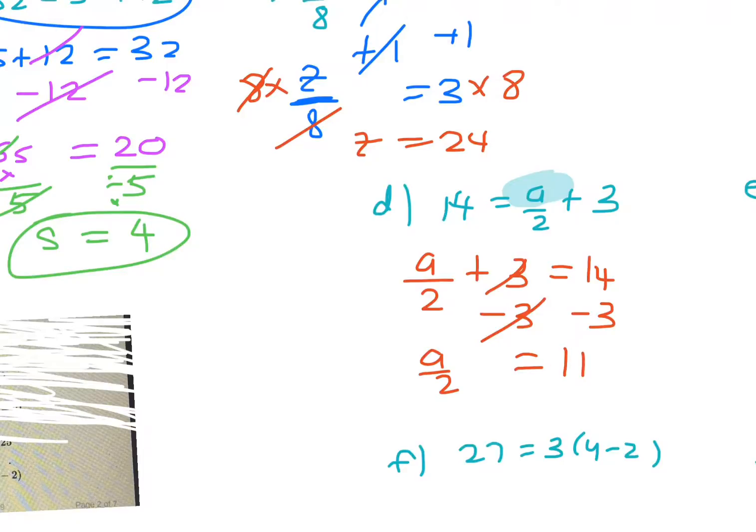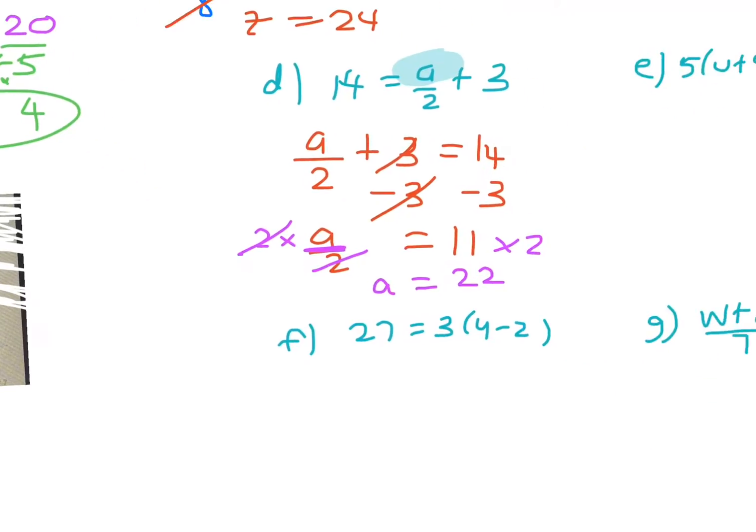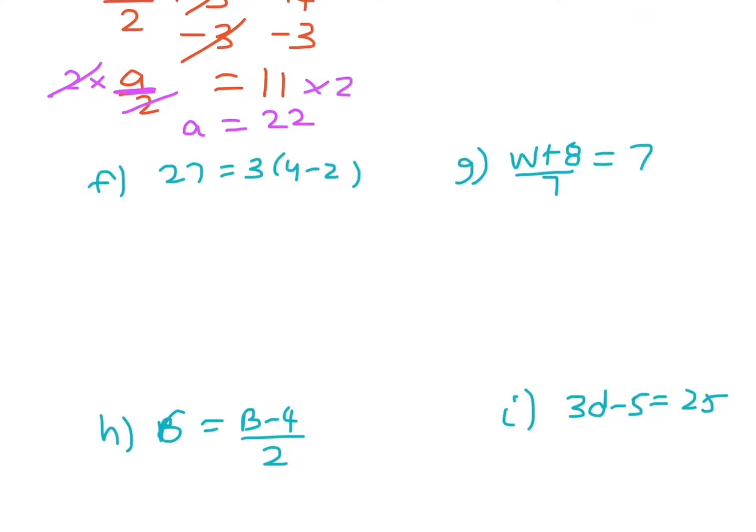Okay, so now let's get rid of the 2. So that's divided by 2. So the opposite to dividing by 2 is timesing by 2. What you do to one side, you do to the other. A equals 11 times 2, which is 22. Okay, so this one here, switch it around.